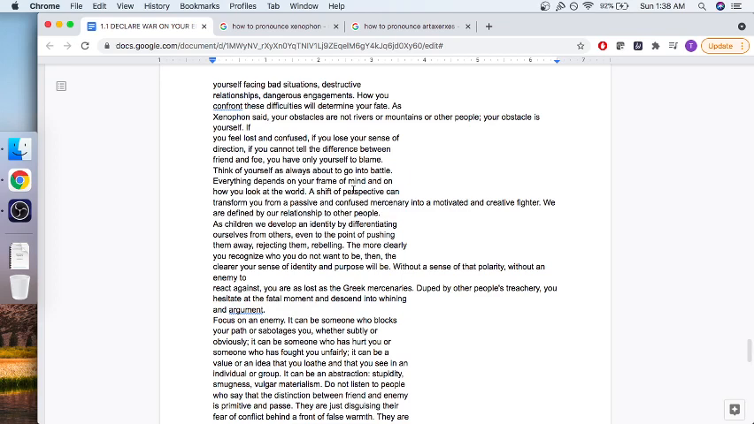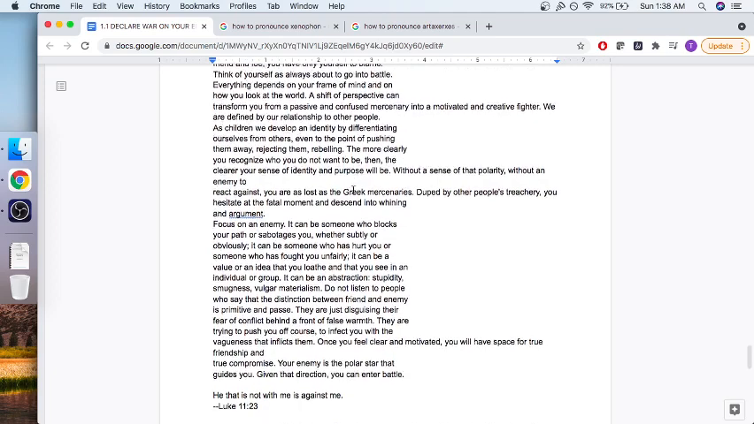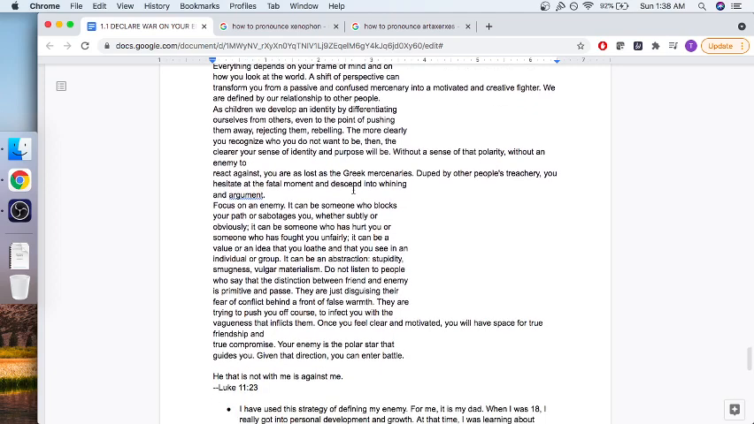Think of yourself as always about to go into battle. Everything depends on your frame of mind and how you look at the world. A shift of perspective can transform you from a passive and confused mercenary into a motivated and creative fighter.